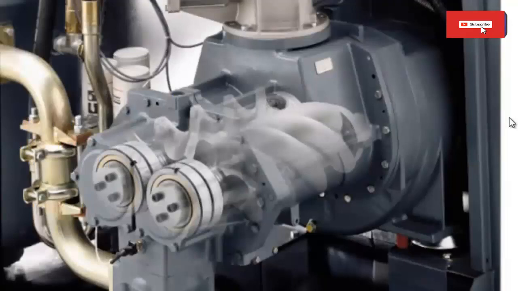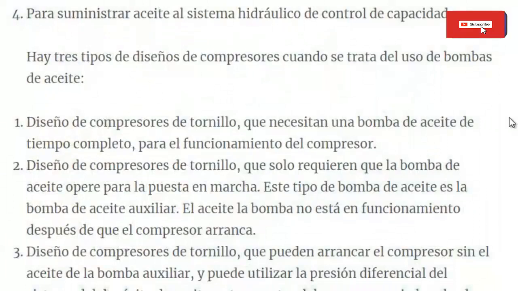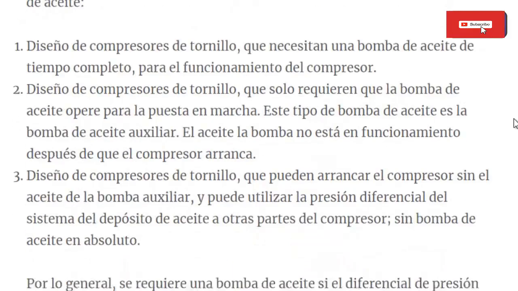There are 3 types of compressor designs when it comes to the use of oil pumps. 1. Design of screw compressors which need a full-time oil pump for the operation of the compressor. 2. Screw compressor design which only requires the oil pump to operate for startup. This type of oil pump is the auxiliary oil pump. The oil pump is not running after the compressor starts.